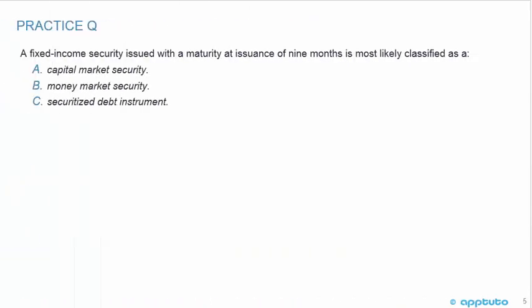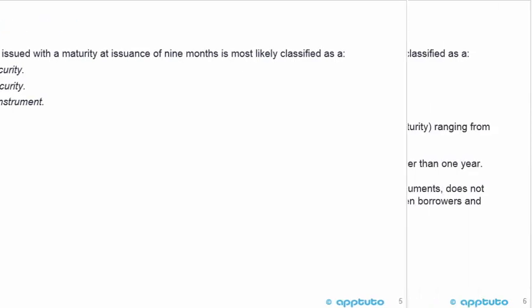A quick practice question to check our understanding, and it should be an easy one. A fixed income security issued with a maturity at issuance of 9 months is most likely classified as A, capital market security, B, money market security, or C, securitized debt instrument.